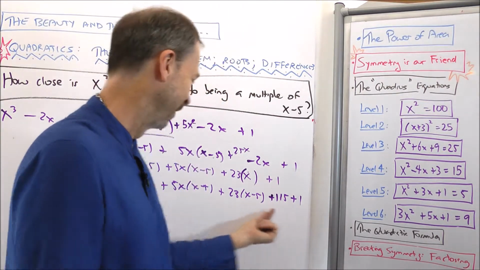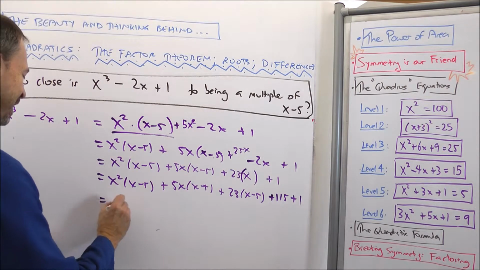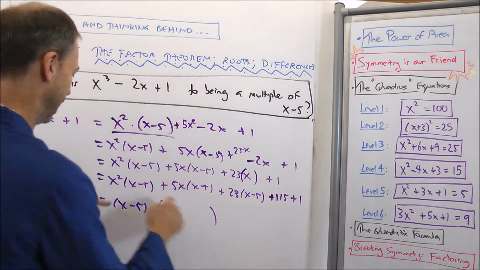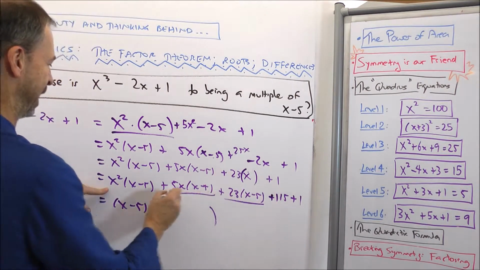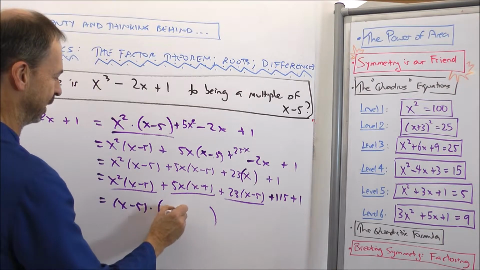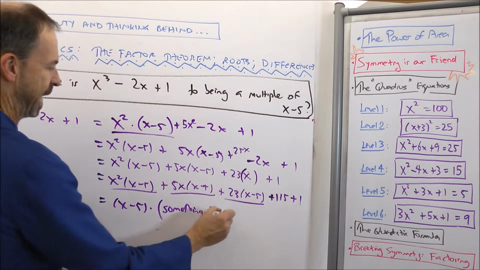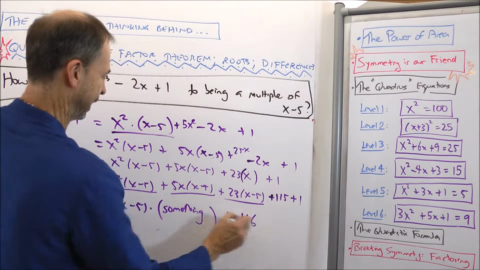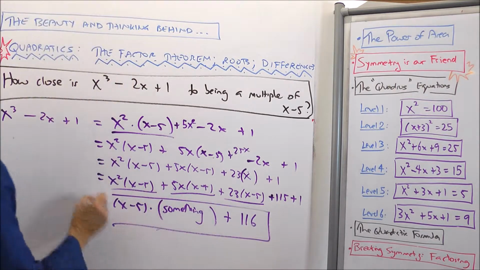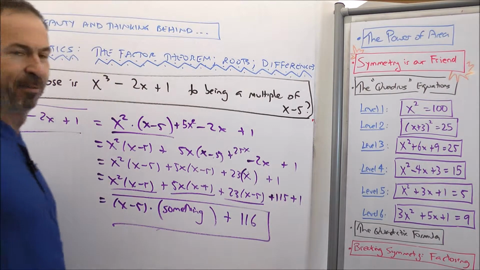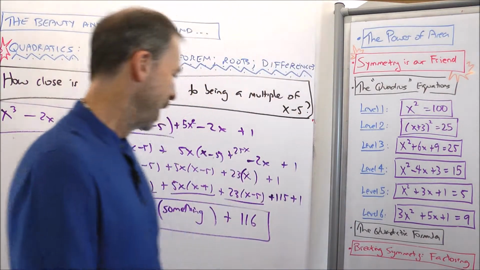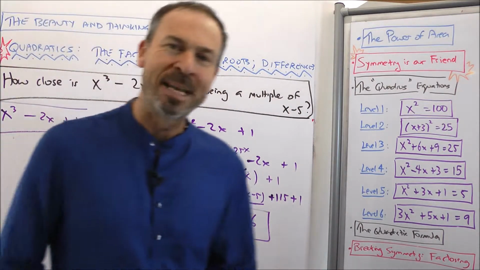That's close to being a multiple of x minus 5. In fact, I can see this as x minus 5 times a whole bunch of stuff, a 23, a 5x, and x squared, so I'll just write something. I'm actually not interested in that. And plus, I've still got my error term of 116. It is that close to being a multiple of x minus 5. That close.